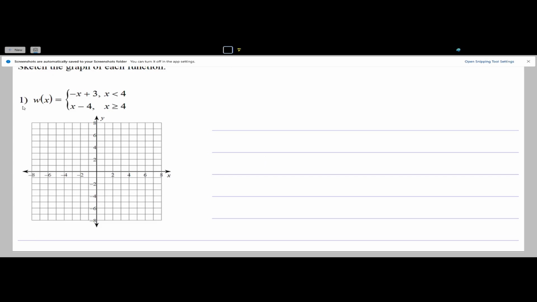Okay, so here we go. In this particular function, we have two different equations. It looks like we've got a trade-off at 4 here, and that'll help us find our range and domain, so we'll keep these two in mind. But we can think about this in two different ways.